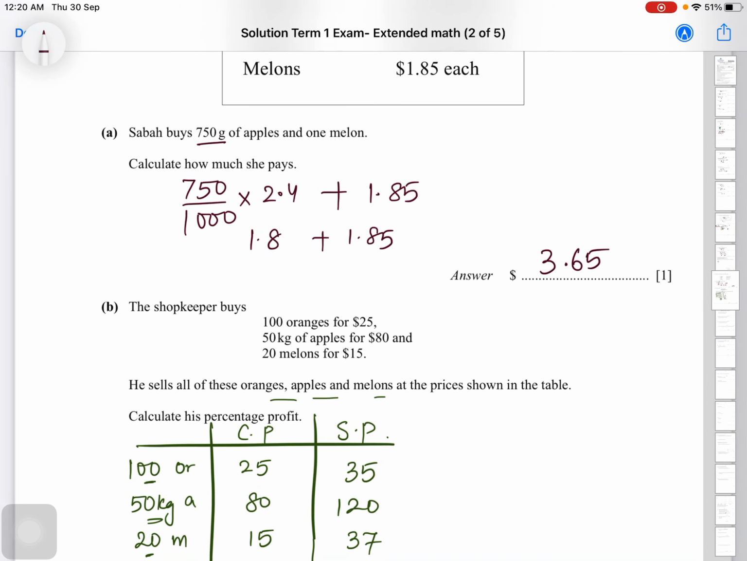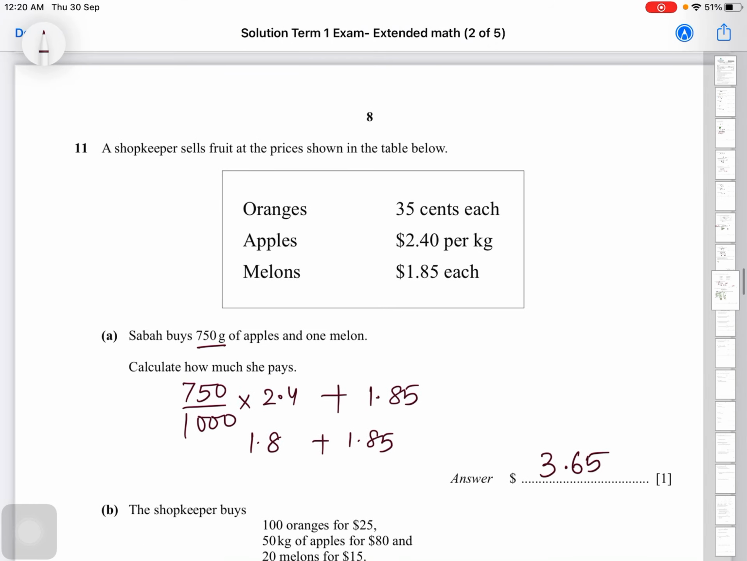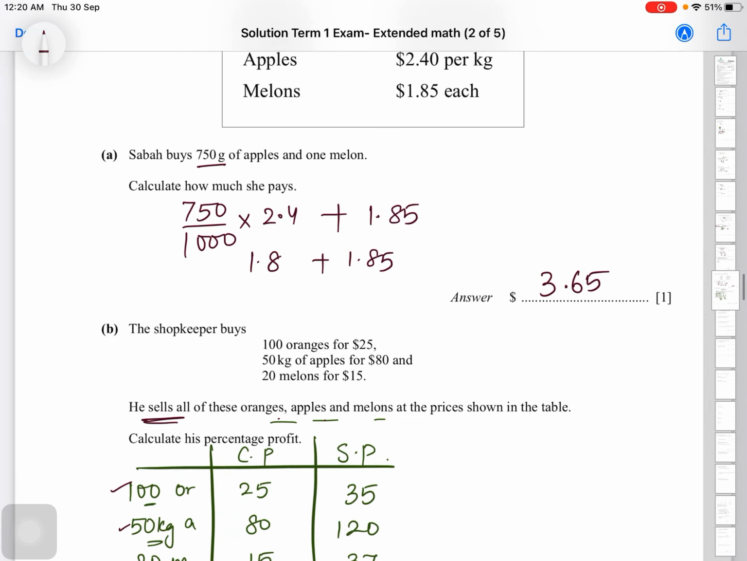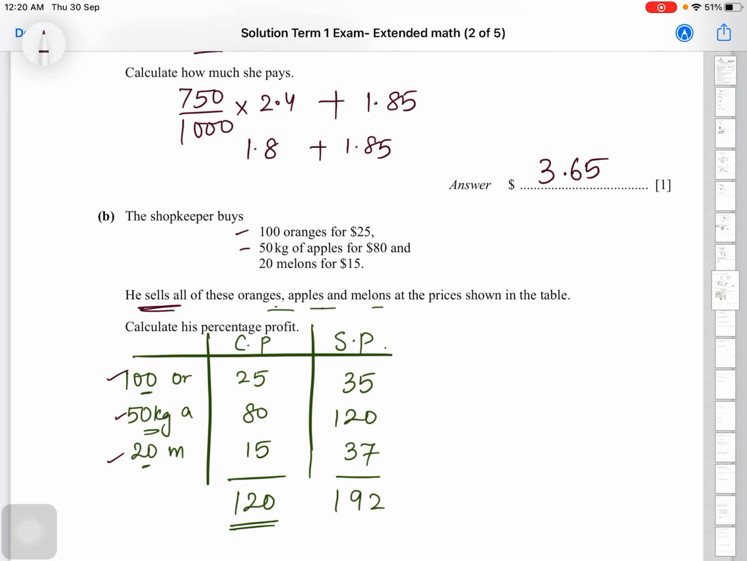Next one, the shopkeeper buys 100 oranges for 25, 50 kg apples for 80, 20 melons for 15. I have mentioned this in a table. Okay, 100, 50, 20. The cost price is this much. He sells all of these oranges, apples and melons at the prices shown in the table. The prices were here. According to these prices and according to these quantities, we have made another table showing the selling price. It will take you maybe 1 minute.